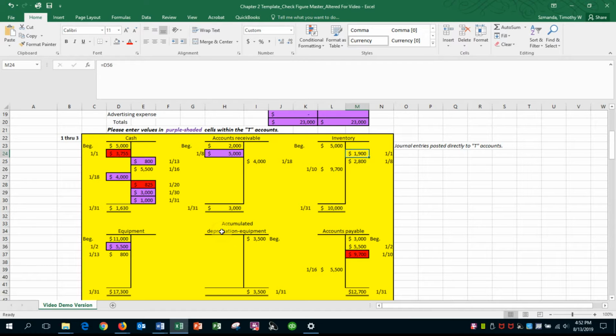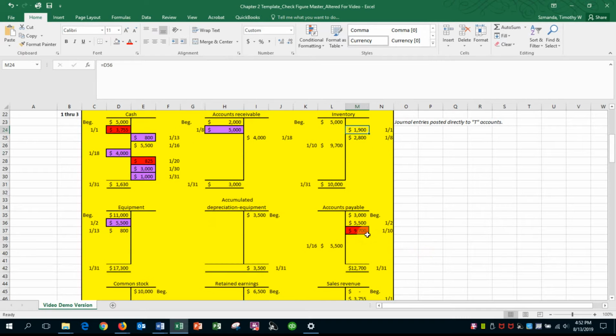Let's look at another example, let's go to January 10th in this problem. On January 10th, we purchased merchandise on account for $9,500. So we know that if we're purchasing merchandise on account, we're going to enter a liability, and that is a credit to accounts payable. I've changed the amount from $9,500 to $9,700. So I've entered directly the $9,700 for accounts payable, and then the merchandise automatically updates at the debit side for $9,700.